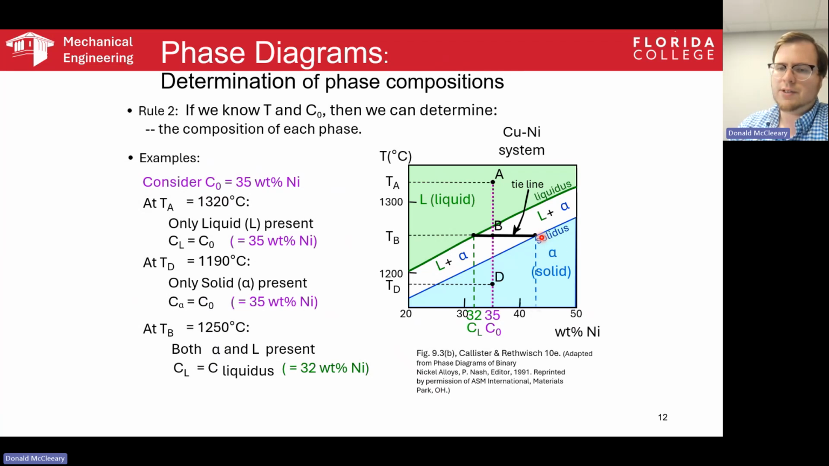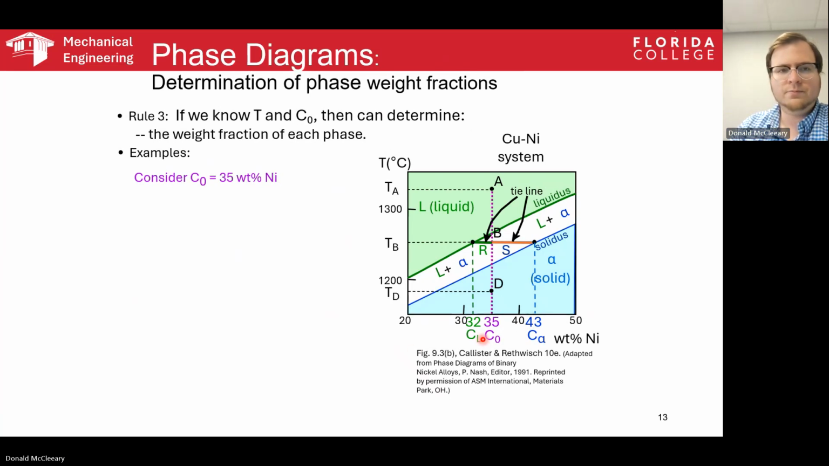And then on the other side, if we draw straight down from our solidus line at the tie line, we get 43 weight percent nickel. And then the opposite of that would be, let's see, 57 weight percent copper. Okay, so if we know temperature and composition, we can determine the weight fraction of each phase.